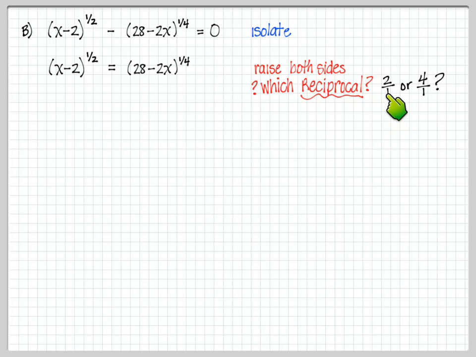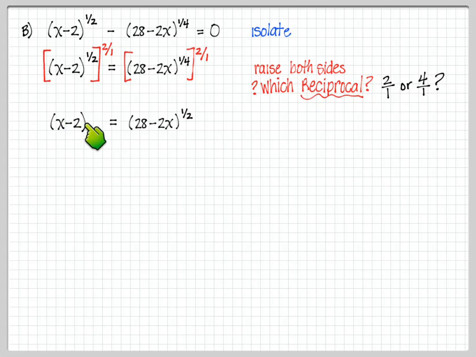So let's just try raising it to the 2/1, meaning we're going to square both sides to begin with. When you multiply on this side the 1/2 power times the 2/1 power, well, those are reciprocals of each other. So that's just the first. And so we end up getting x minus 2 to the first. But over here on this side, you've got 1/4 times 2/1, which leaves you still with 1/2. So we still have a term with a rational exponent.